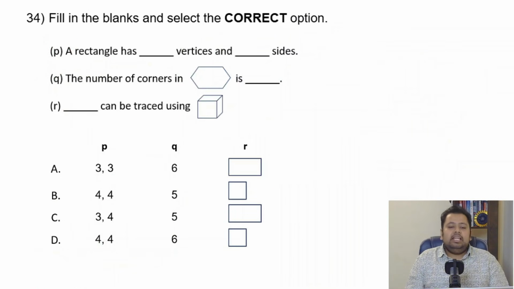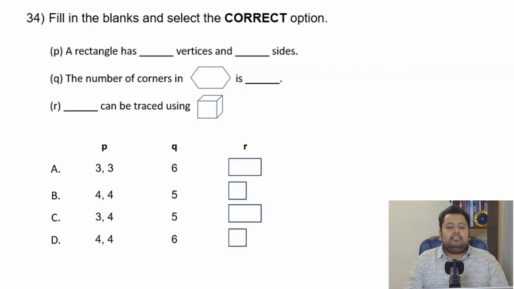Fill in the blanks and select the correct option. A rectangle has dash vertices and dash sides, right? So how does a rectangle look? First of all, draw that and then find out how many vertices are there and how many sides are there, right? The number of corners in this is dash, correct? You have to find out how many corners are there over here, right?